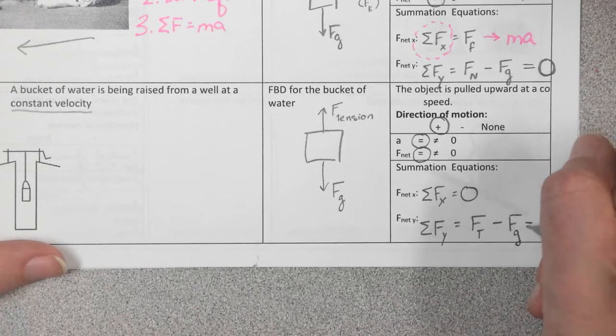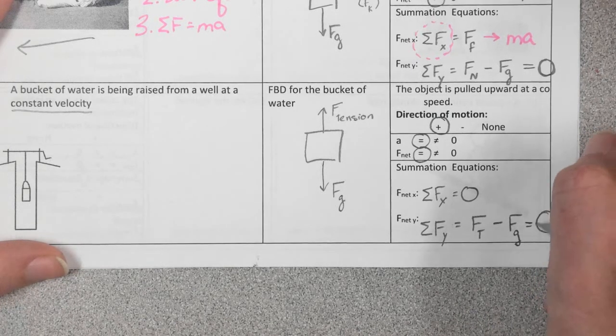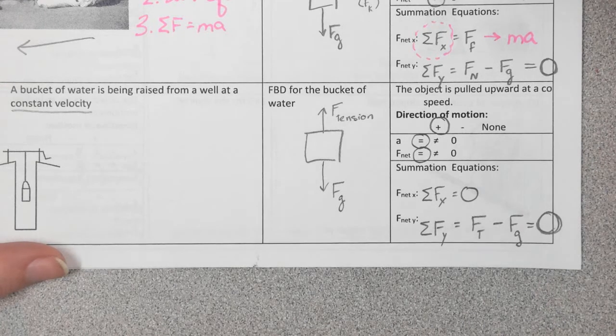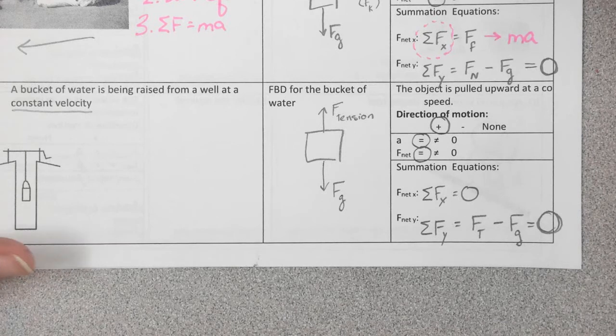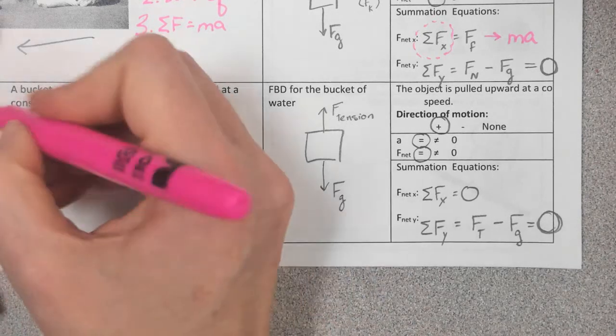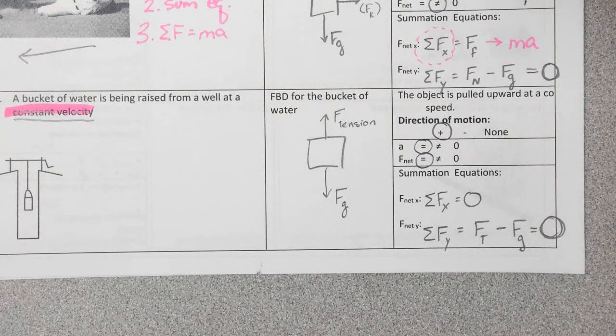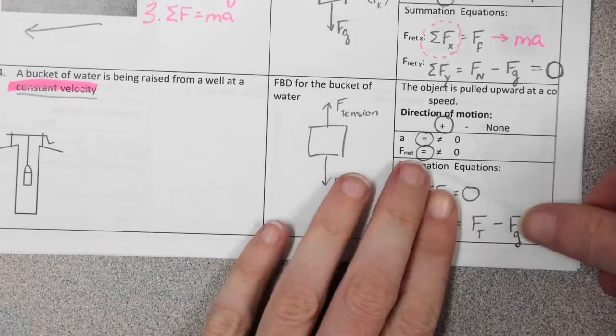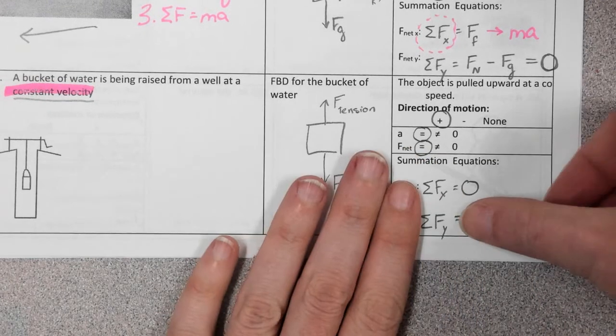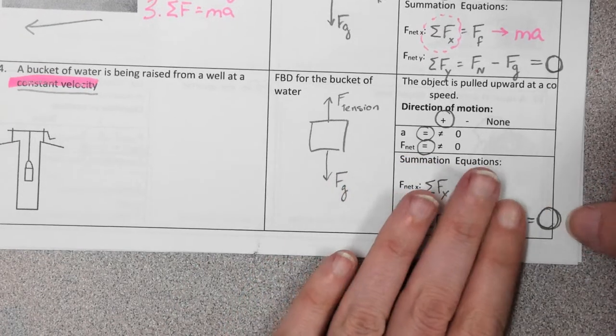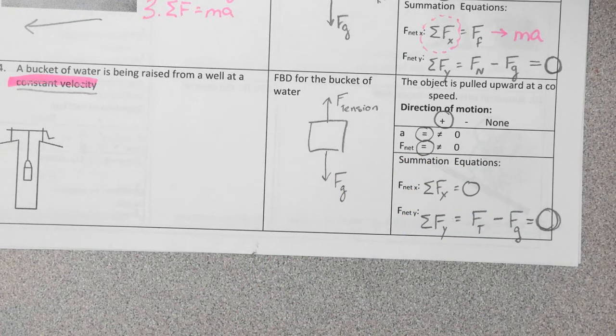Because it's actually moving. Just because it's moving doesn't mean that it necessarily has a net force. It has no net force. Why? How is it moving? Constant velocity. The net force is 0. So, all of this, whatever this is, is our net force, right? So our net force has to be 0 because it's not accelerating.